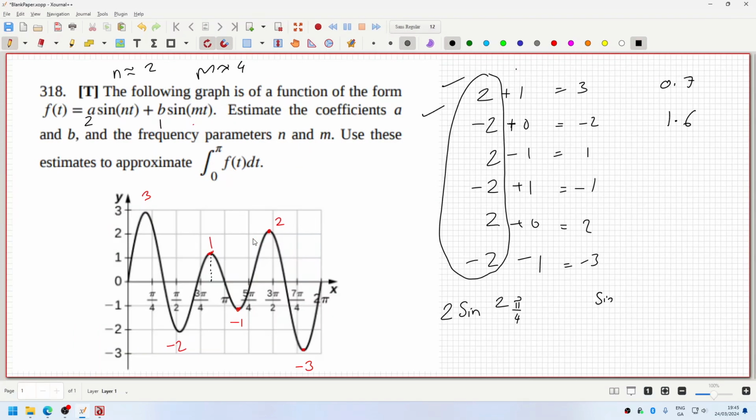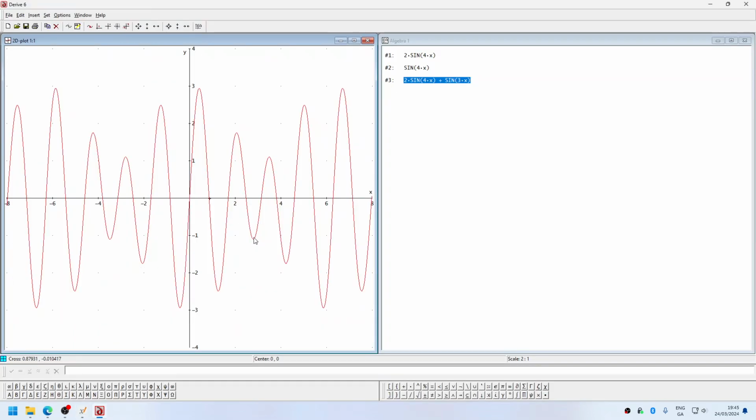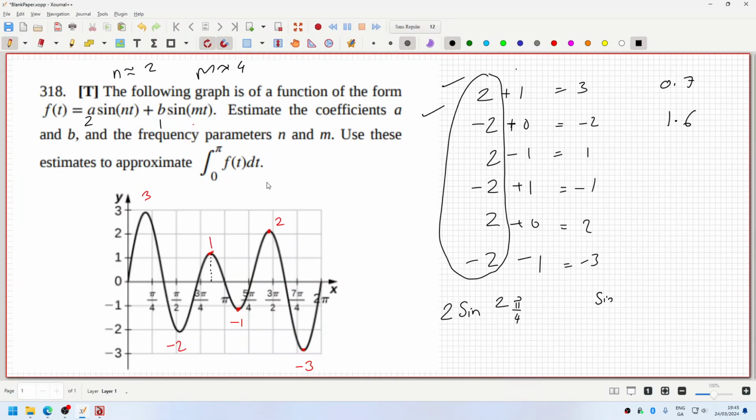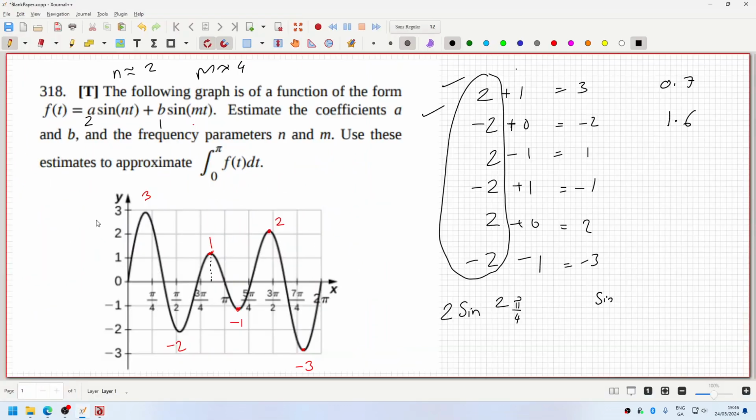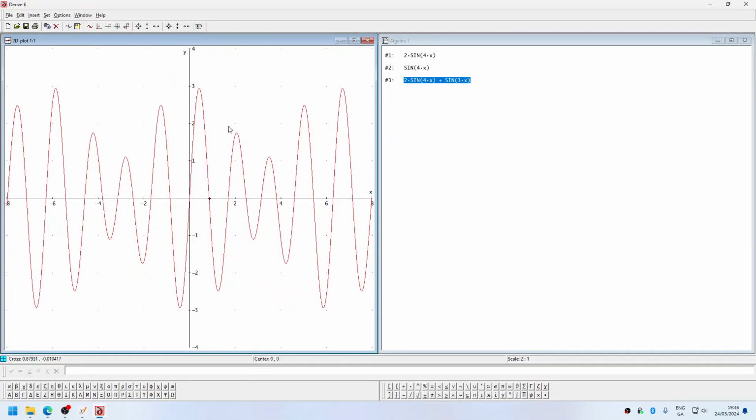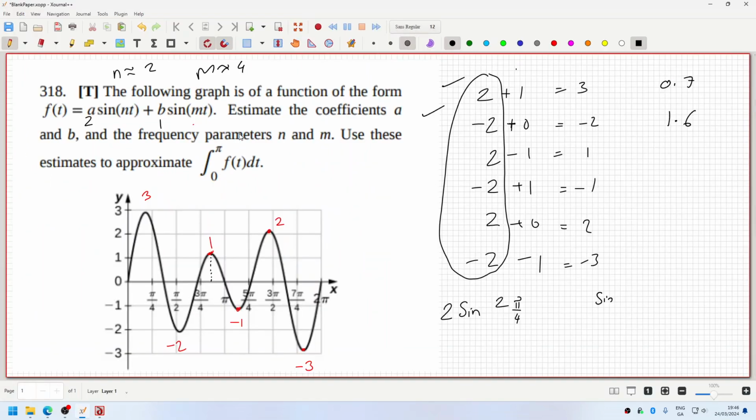Down to about -1. But just going a little bit too fast. A little bit too fast. Because we want 1, 2, 3 peaks. 1, 2, 3 peaks.